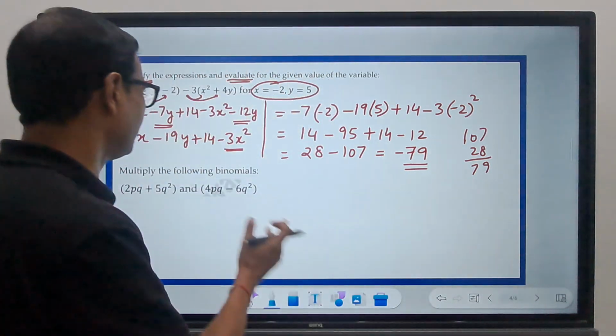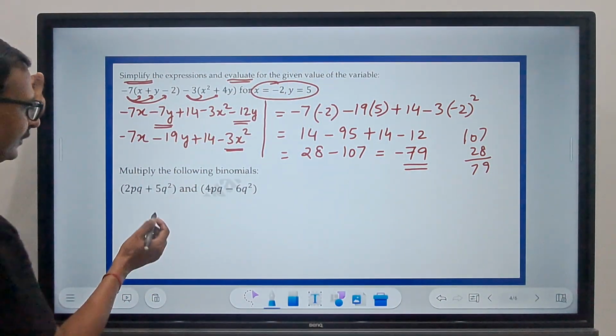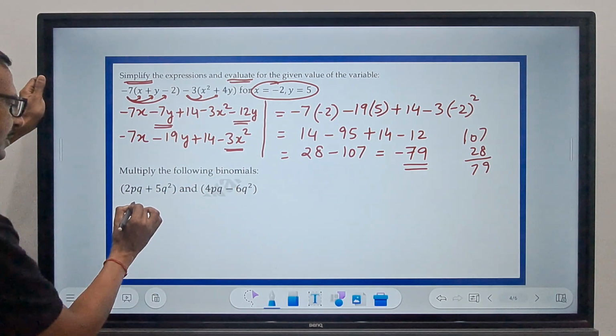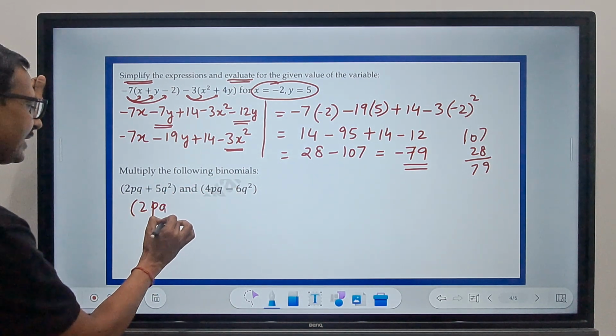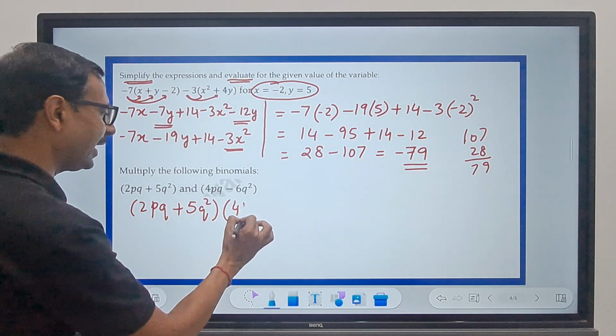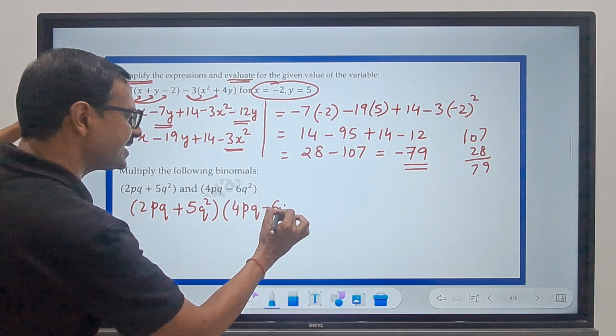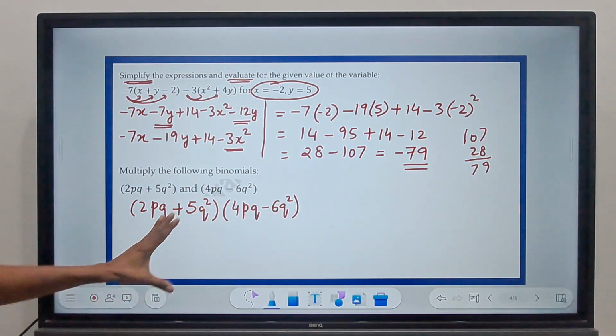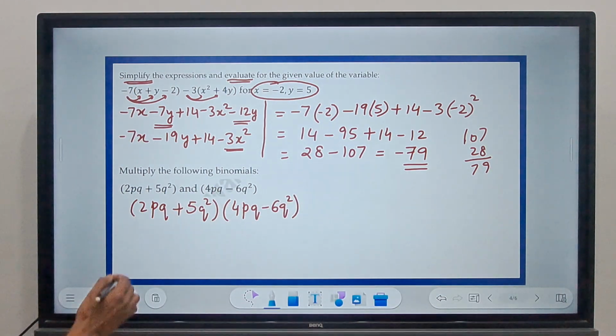Right? Let's see another one. Multiply. So when we have to multiply the following binomials, we just have to write them within brackets like this. This is the first bracket and this is the second bracket. Now I'll do this question thoroughly so that you can apply it in the subsequent questions.